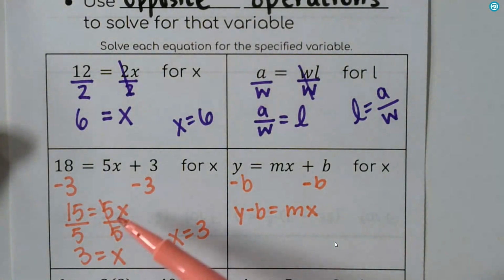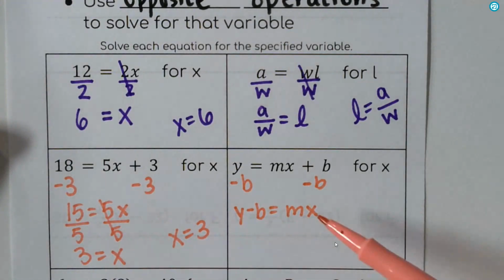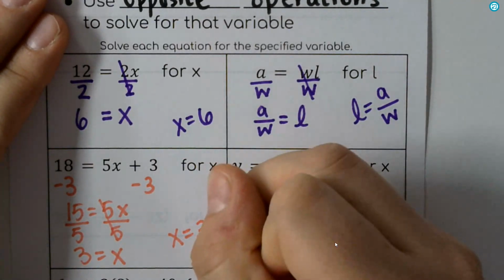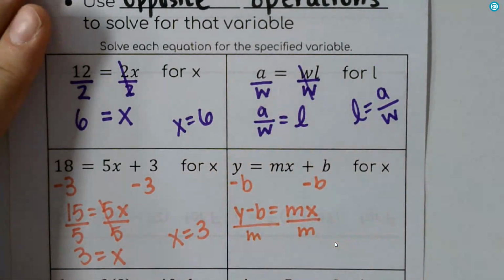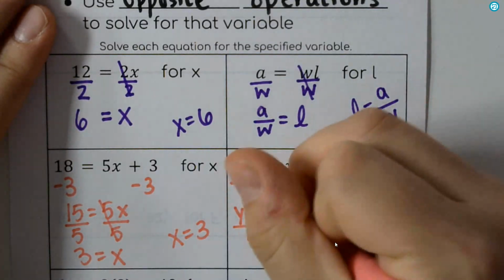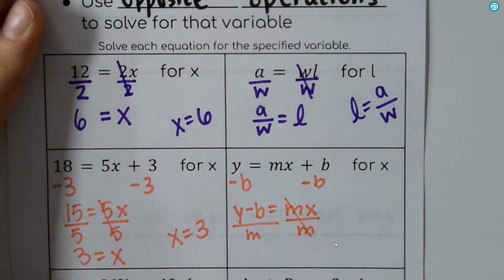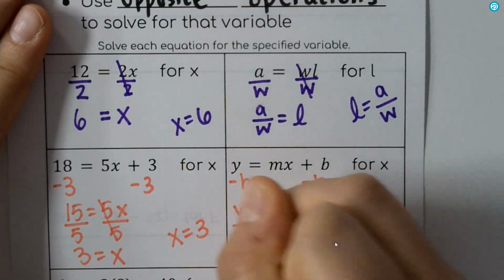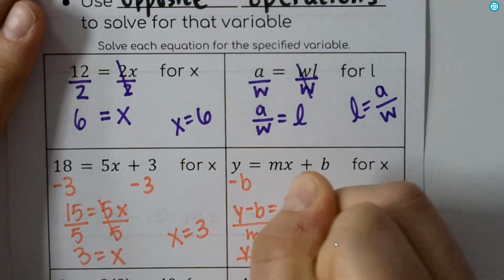And then just like our last step here was dividing by 5, our last step here is going to be dividing by the m. So I'm going to divide everything by m. When we divide over here, we need to do a big fraction bar because it's all getting divided by m. Okay, so those m's cancel. So my final answer, y minus b over m equals x.